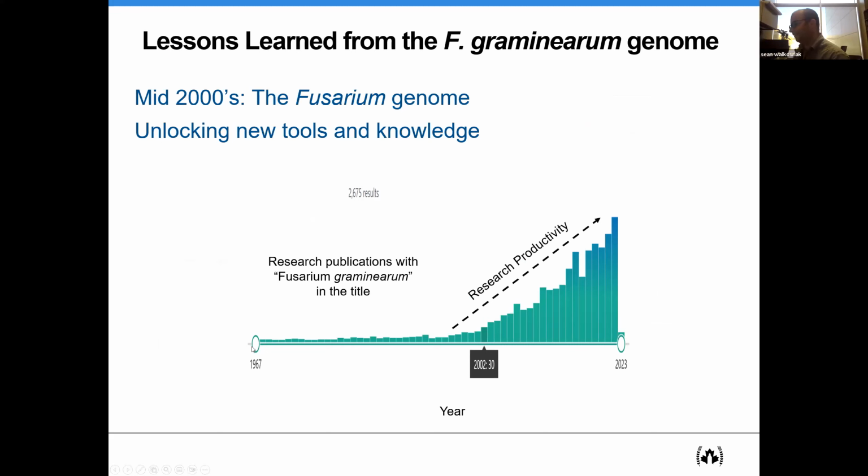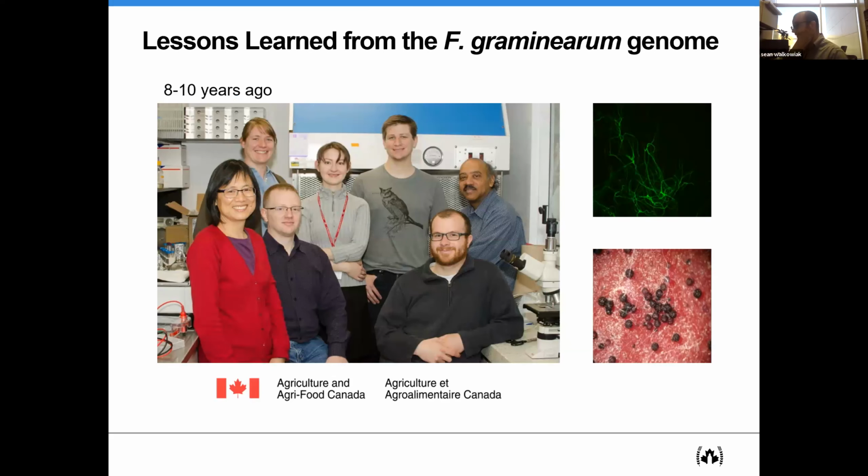If you look at publications that have Fusarium graminearum in the title on NCBI, there are relatively few before the genome. The genome came out in 2002, and then the amount of research going into trying to understand this bug has just gone up massively. A lot of the work was done by Canadians too. So this is a blast from the past.